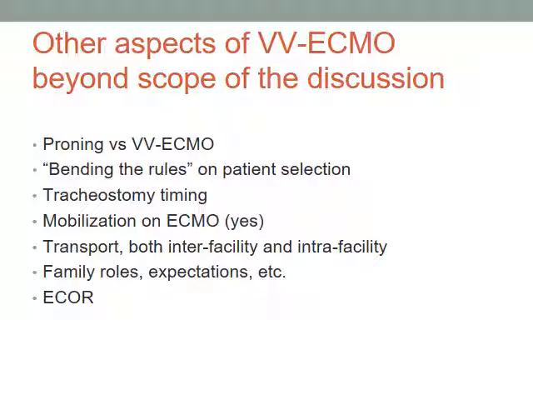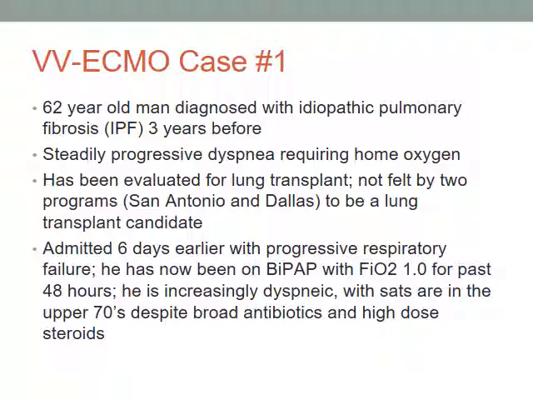We are going to do a quick case, though. This will be audience participation, and I'll need help with that to see if it actually works. A 62-year-old man diagnosed with IPF, idiopathic pulmonary fibrosis, 3 years before. He's had steadily progressive dyspnea requiring oxygen at home. He's been evaluated for lung transplant. He's been seen in San Antonio and Dallas, and he's felt not to be a transplant candidate. I won't go into the details of why, he just isn't.